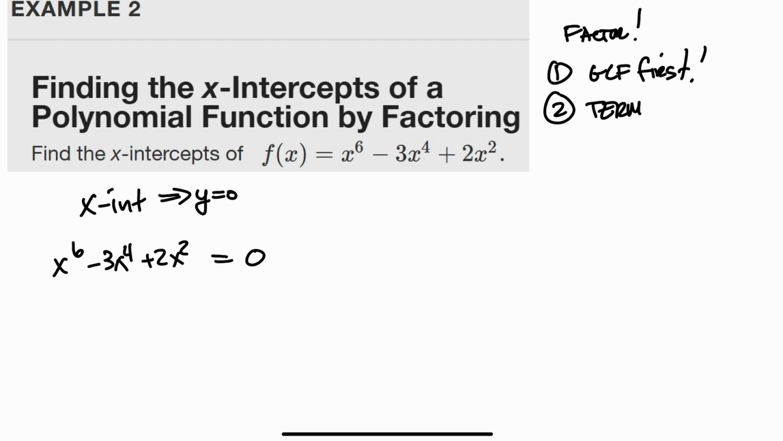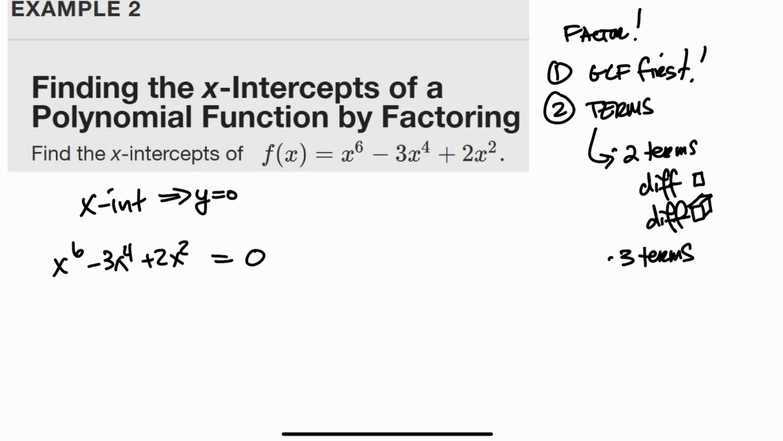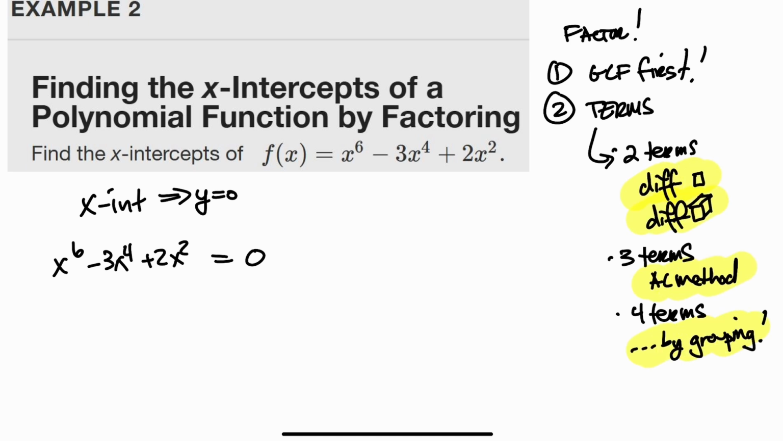Then you look at the number of terms. If you have 2 terms, then you either do the difference of squares or the difference of cubes, those formulas. If you have 3 terms, you're going to use the AC method. And if you have 4 terms, you're going to factor by grouping. Hopefully all that rings a bell. If not, you need to look up difference of squares, difference of cubes, AC method, and factoring by grouping. And please make sure that you remind yourself of those.